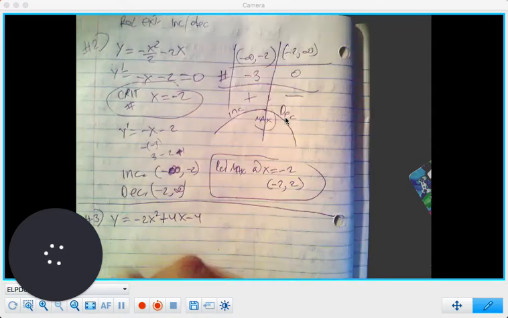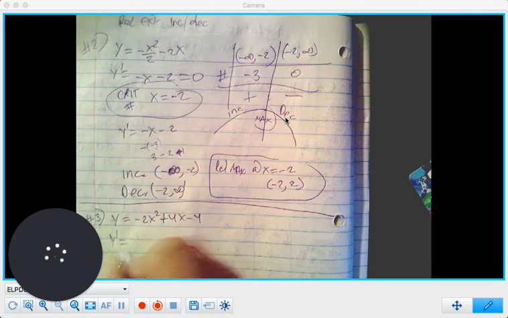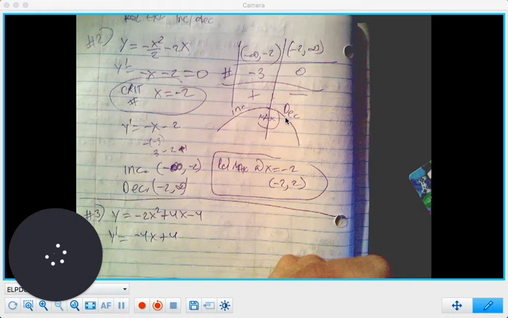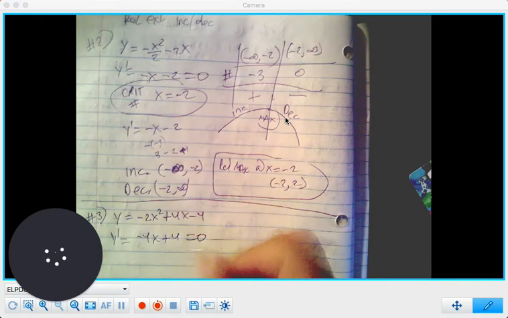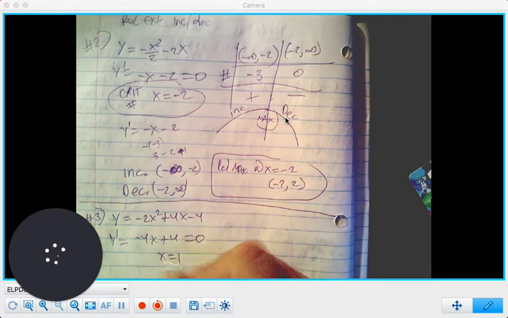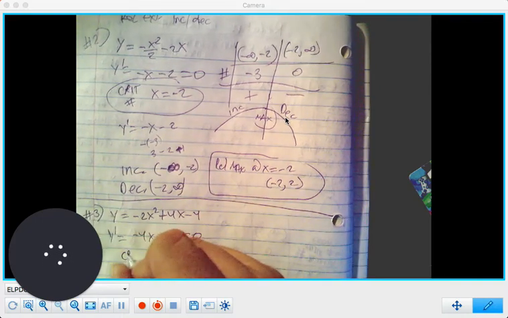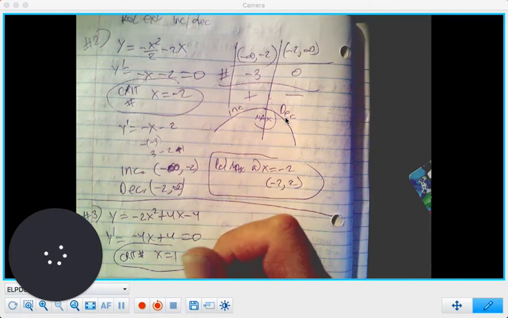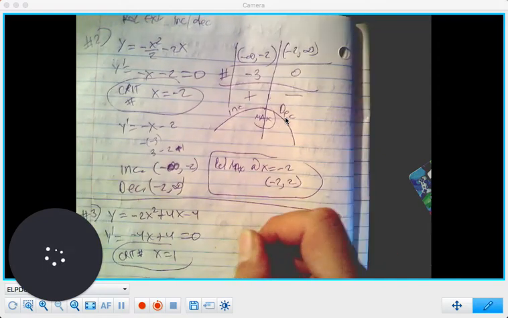Okay? Find the derivative. Y prime equals, that's what? Negative 4x plus 4, right? Piece of cake. Set it equal to 0. That's going to be 4x. That's going to be x equals 1. So this is your critical number, right? Cool. Table.